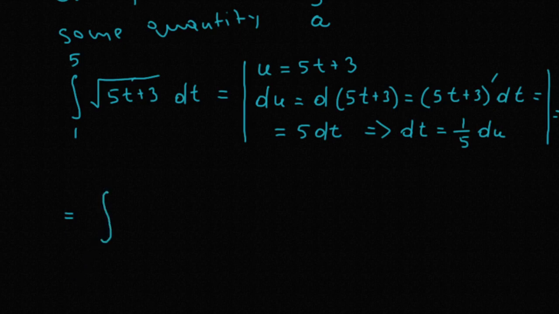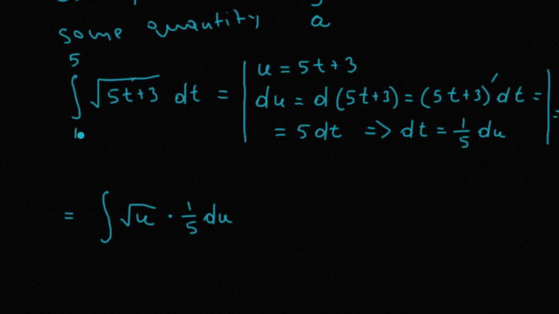So let me first replace every part of the integral by the corresponding expressions in terms of u. So square root of 5t plus 3 becomes square root of u. Instead of dt, I will plug in 1/5 of du. I'm done with the integrand part, and now let's work out the limits of integration.